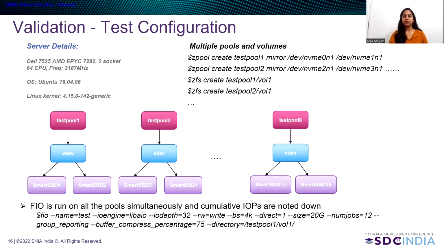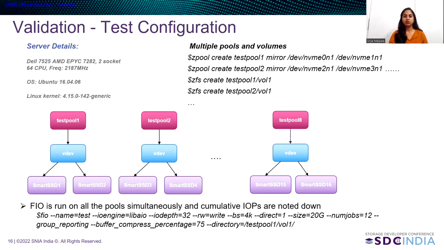In our test setup, we have used Dell 7525 AMD server, which is a dual socket with 64 CPUs. We have used Ubuntu 16.04 OS with 4.15 Linux kernel. And for the underlying storage and acceleration, we have used SmartSSDs.